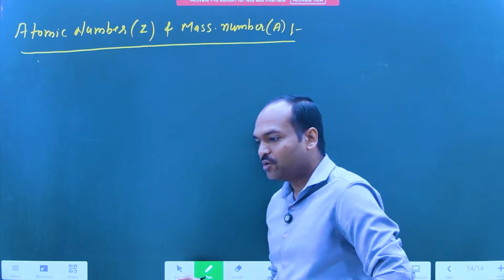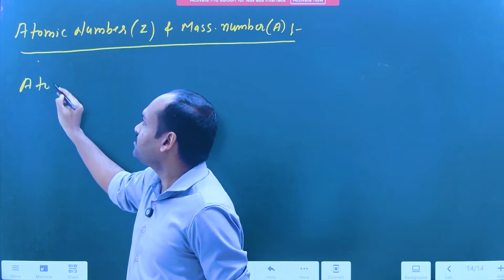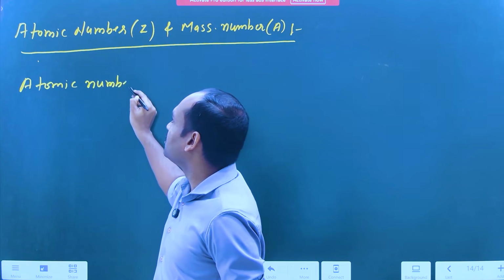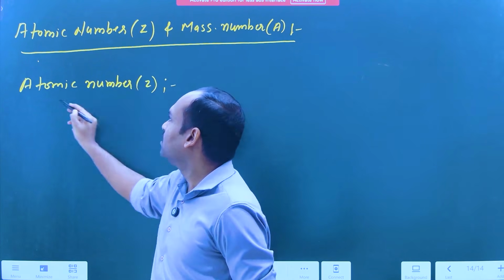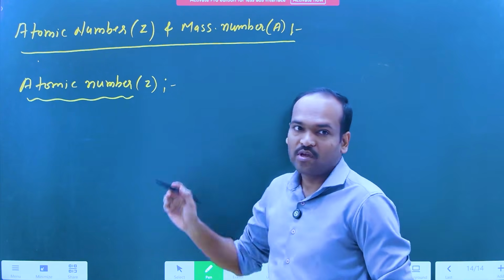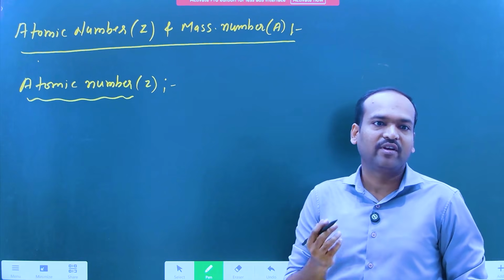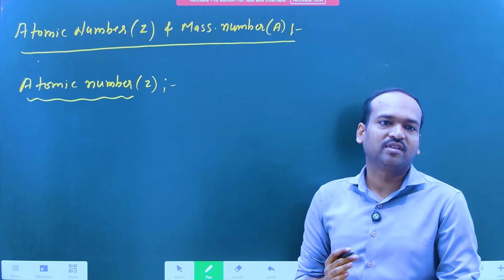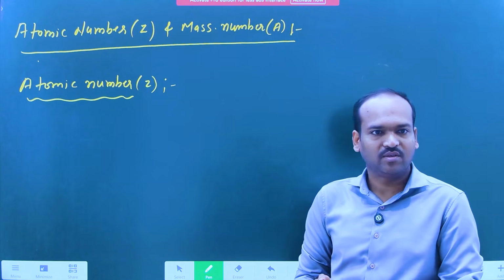Now, what is the atomic number? The atomic number is defined as the number of protons. Notes the technical team will provide you, so why are you writing again? My request is that they will provide you notes in the last part of the class. Please wait.